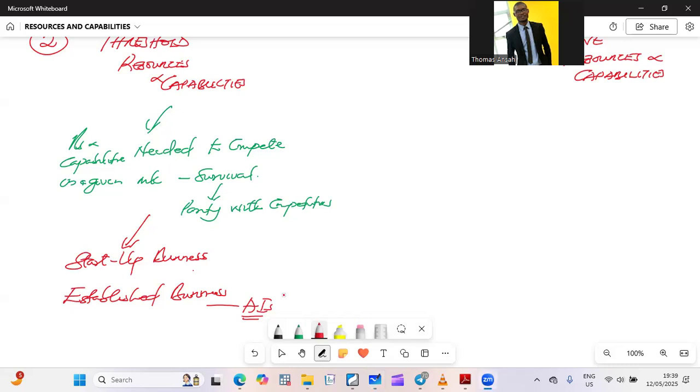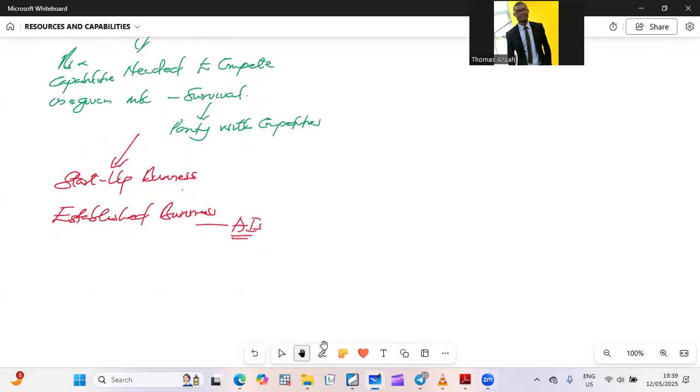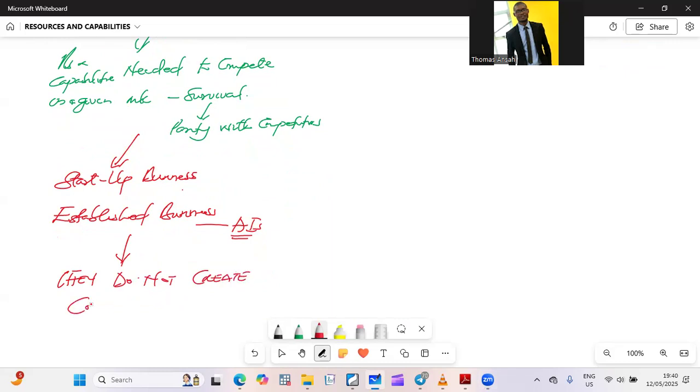But the thing about threshold capabilities and resources is that they do not create competitive advantage. Why? Because you only need them to survive. You need them to pull parity with your competitors.